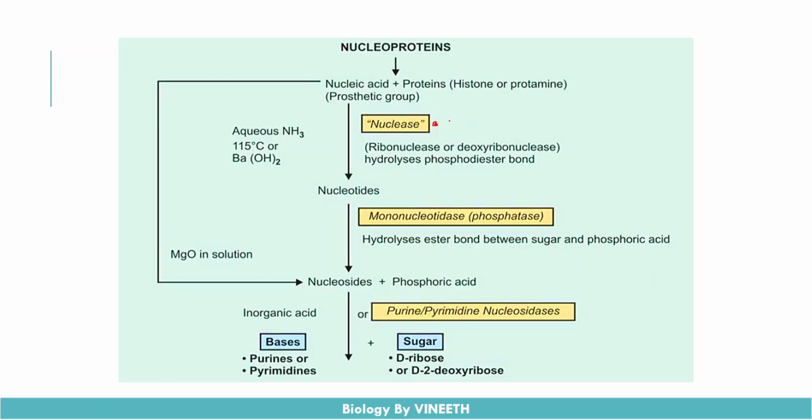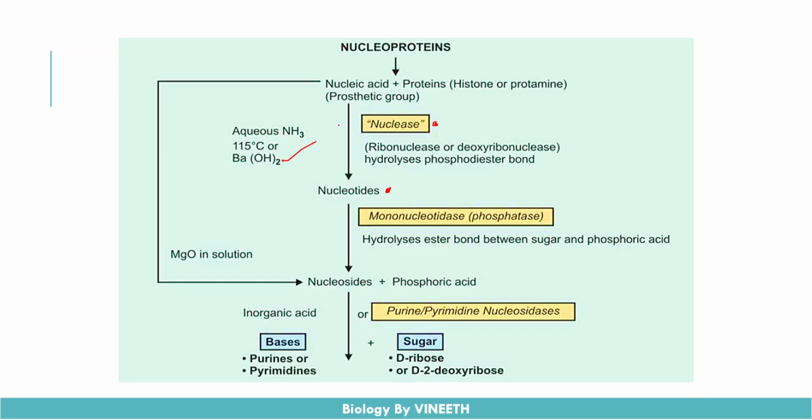Okay, simple monomers. When it hydrolyzes the phosphodiester bond that is present between the nucleotides in the DNA, the nucleotides get separated out. Because the phosphodiester bond is broken, you will get the individual nucleotides in the mixture. And remember, you are carrying out this entire process in aqueous ammonia at 115 degrees Celsius. Or if you don't have these conditions, you can also use the barium hydroxide solution.